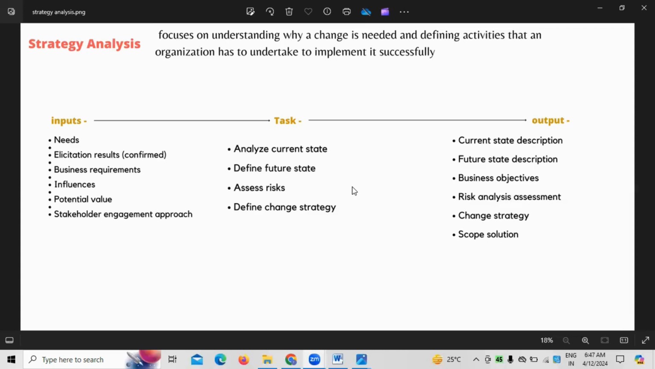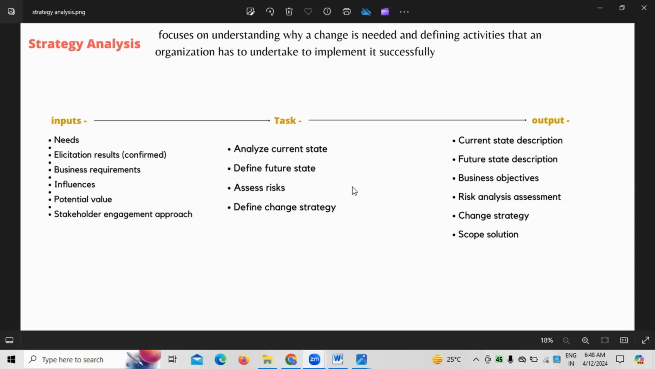The transition between the current state and the future or target state is what we call gap analysis. This is where gap analysis comes into the picture. Unless we have identified the potential gap between as-is and to-be, the project won't be considered complete. So understanding the basic difference between the current and target state is something we have to perform.